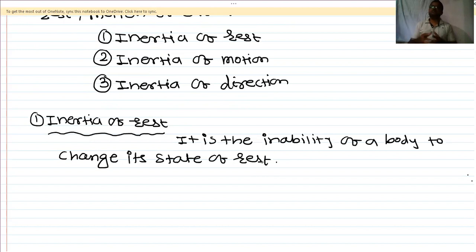Why will it happen? Because your feet and the floor of the bus will be in motion, but your upper body will be at rest, and that is due to inertia of rest. Your body will not change its state from rest to motion. That is the inability of that body to change from rest to motion. That is the inertia of rest we have. Okay, so you can write the example.